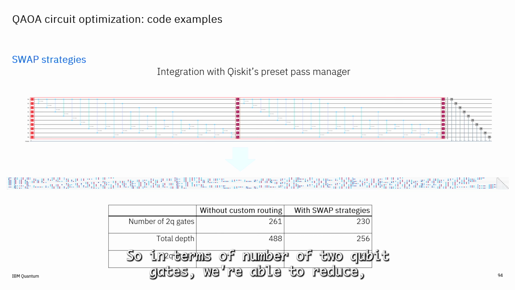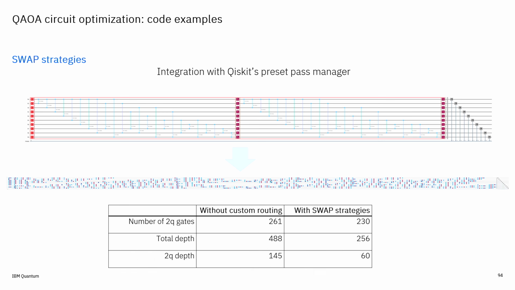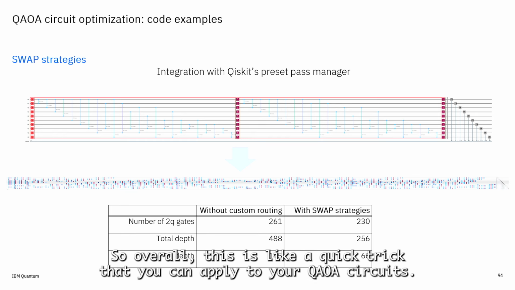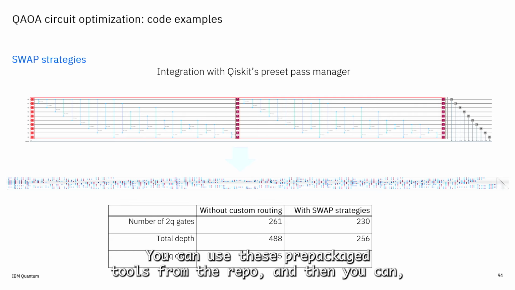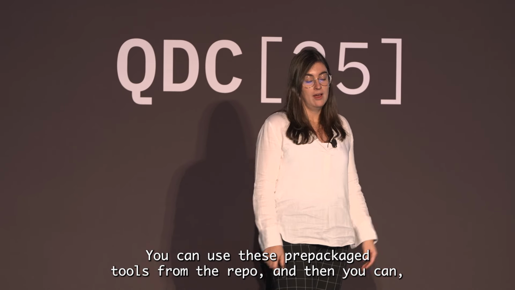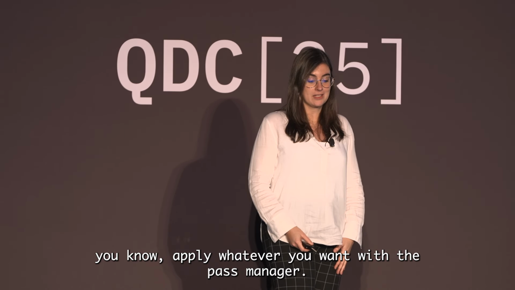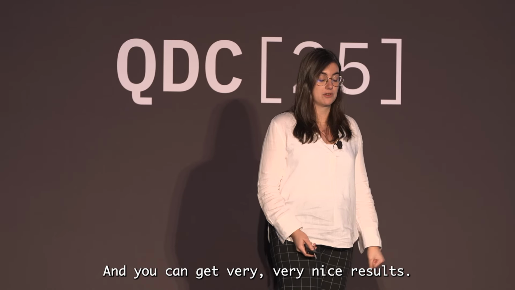results. So in terms of number of qubit gates, we're able to reduce from 261 to 230. The total depth gets almost halved, and the 2 qubit depth gets more than halved. So overall, this is like a quick trick that you can apply to your QAOA circuit. You can use these prepackaged tools from the repo, and then you can apply whatever you want with the pass manager, and you can get very, very nice results.